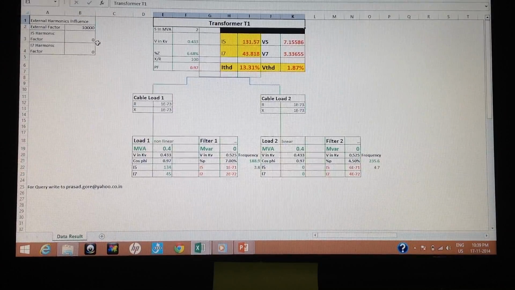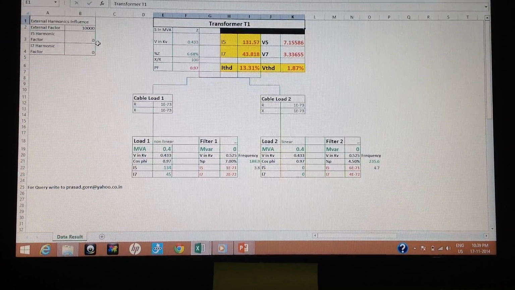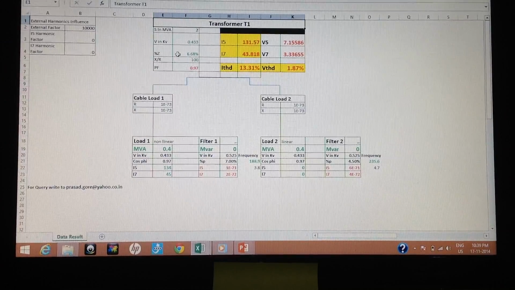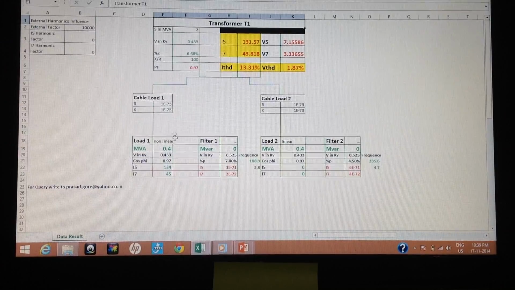Now we'll see the transformer details and the load details in this sheet. Here the transformer is of 2 MVA, 0.433 kV voltage, 6.68% impedance, X by R ratio is 100, power factor is again 0.97, which depends on load, and the MVAr required to achieve unity power factor is 186 kVAr.